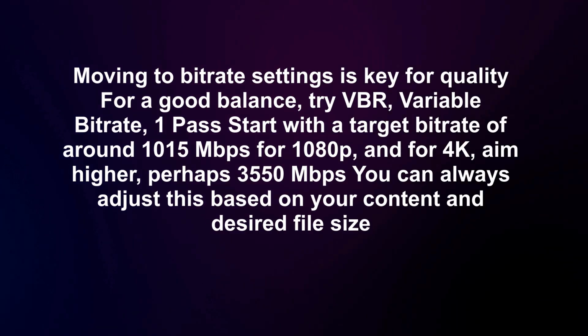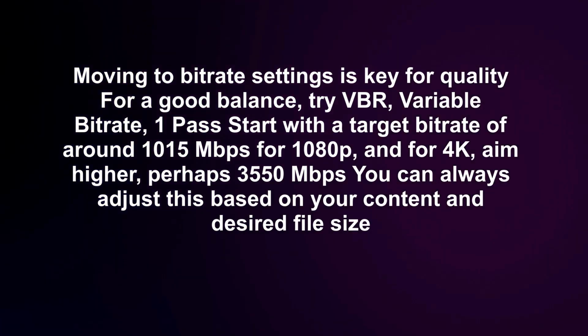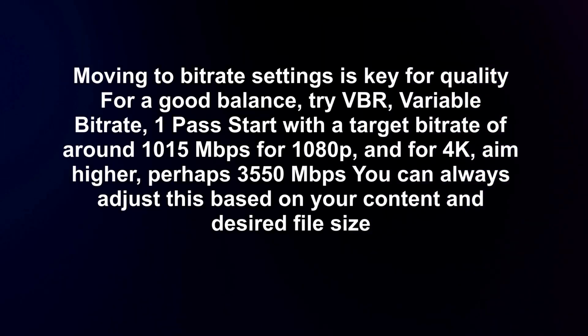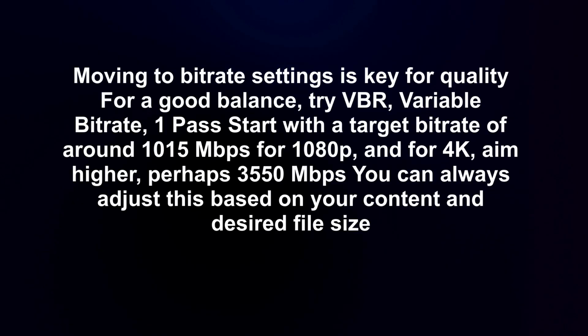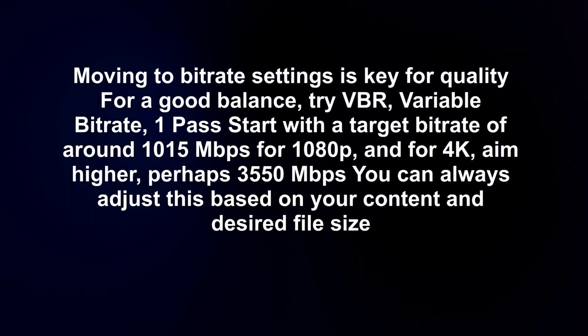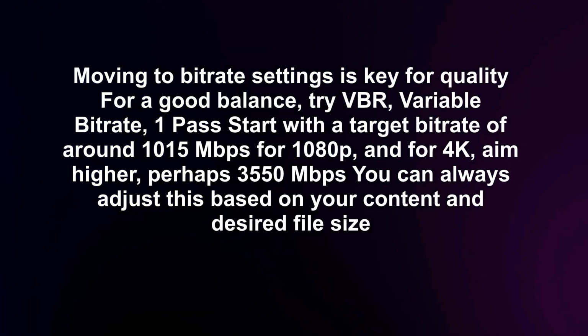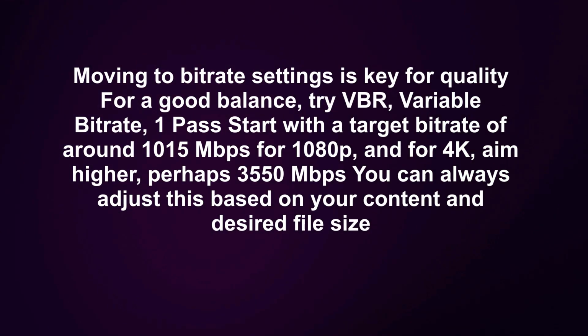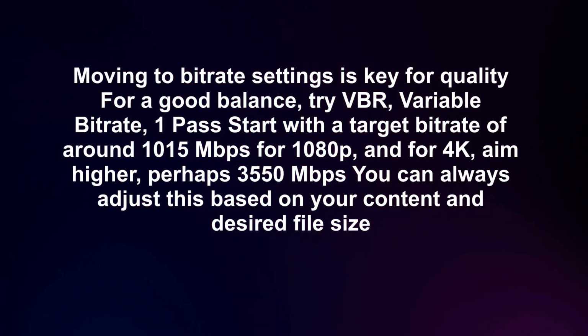Moving to bitrate settings is key for quality. For a good balance, try VBR, variable bitrate, one pass. Start with a target bitrate of around 10-15 Mbps for 1080p, and for 4K, aim higher, perhaps 35-50 Mbps. You can always adjust this based on your content and desired file size.